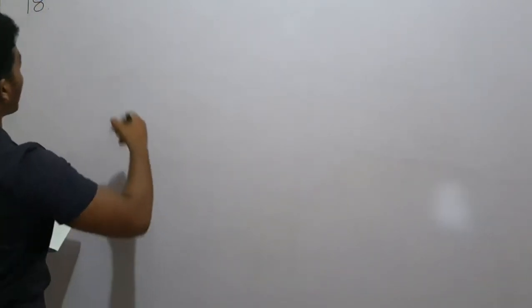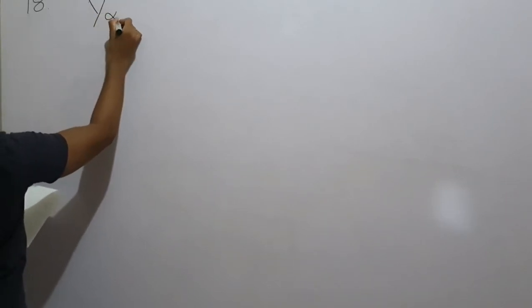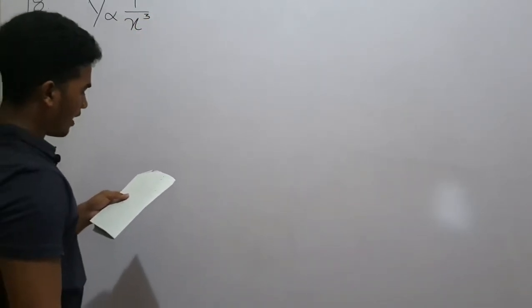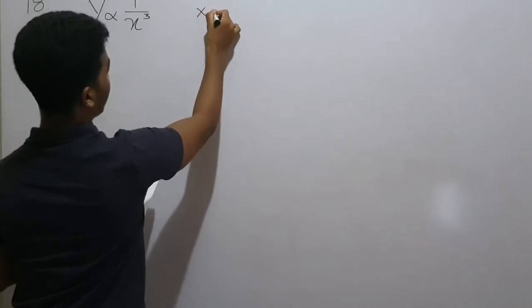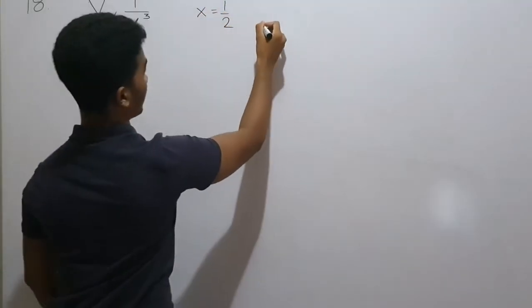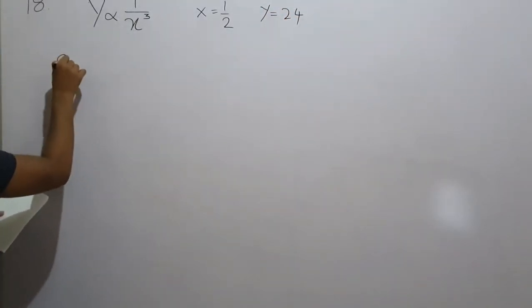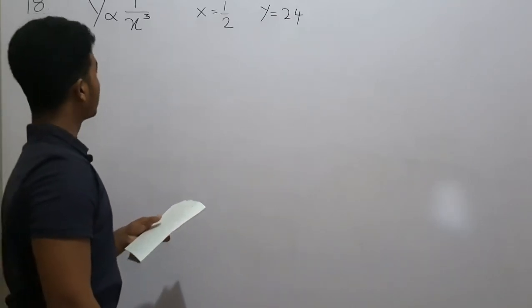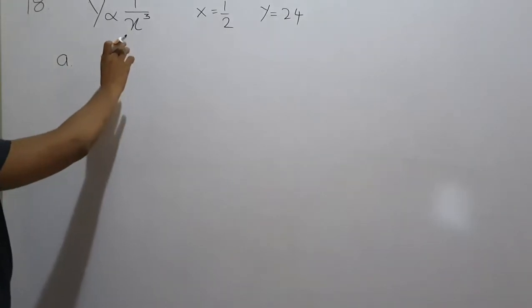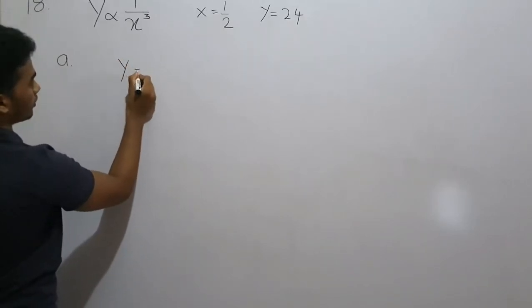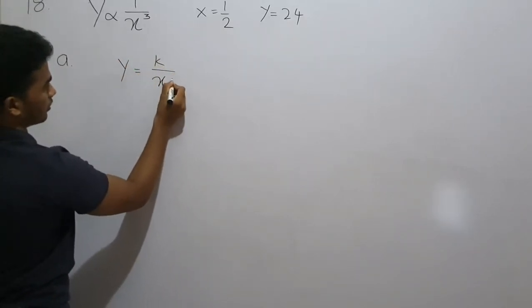So the 18th sum, y is inversely proportional to the cube of x. And they have given when x equals half, y is equal to 24. Part A. Find the formula for y in terms of x. We can remove this inverse sign by introducing k, a constant. So y equals k over x cube.